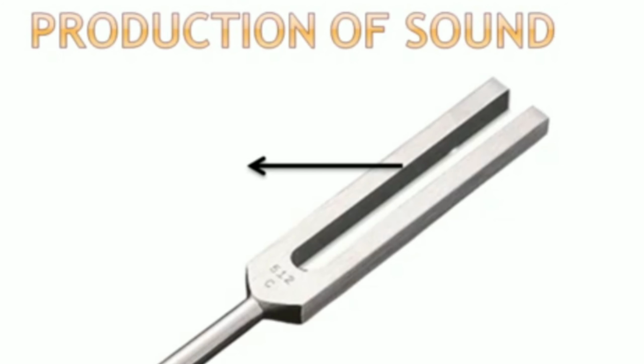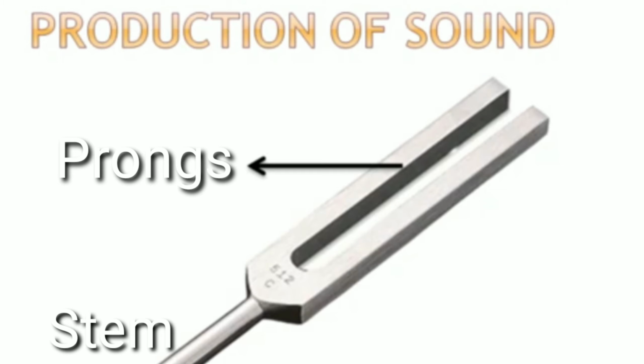A photograph of tuning fork is shown in figure 15.1. A tuning fork is made of two prongs and a stem. Keeping the stem steady, if the prongs are struck, they start vibrating.